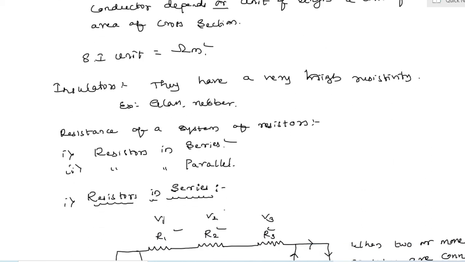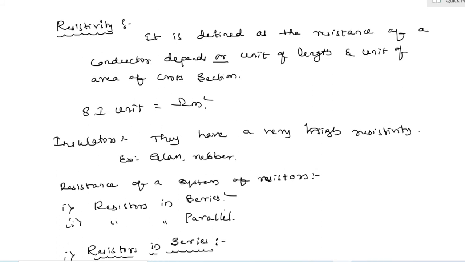Next, what is meant by resistivity? Yes, resistivity is defined as the resistance of a conductor of unit length and unit area of cross section. It means length and area of cross section.